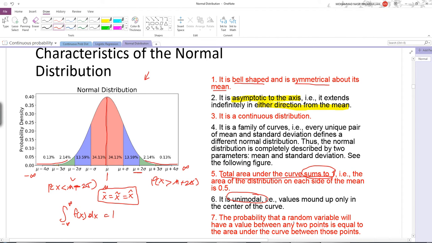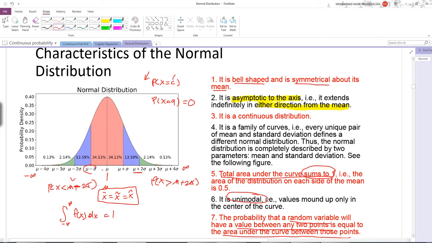The probability that a random variable will have a value between any 2 points is equal to the area under the curve between those points. We already learned in the last class that when you have a continuous probability distribution, you cannot find the probability of x equal to c, where c is any constant. For example, the probability of x equal to 9. There is no point probability. We should measure the probability over a range.